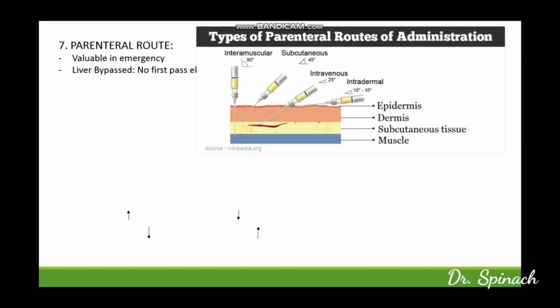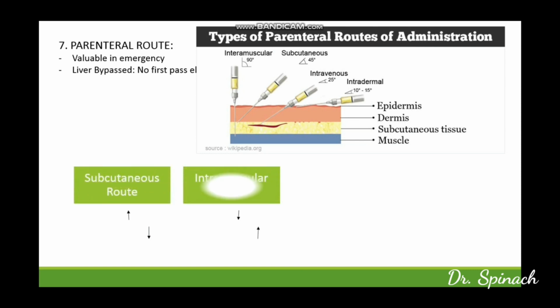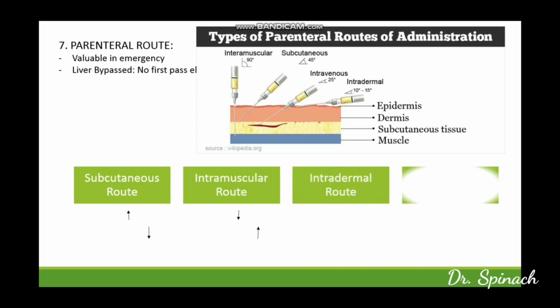The types of parenteral route of drug administration include subcutaneous, intramuscular, intradermal, and intravenous. Each type targets a different skin layer. For instance, subcutaneous injections are administered in the fat layer underneath the skin. Intramuscular injections are delivered into the muscle at 90 degrees. Intradermal injections are delivered into the dermis or the skin layer underneath the epidermis. And intravenous injections are administered into the veins.